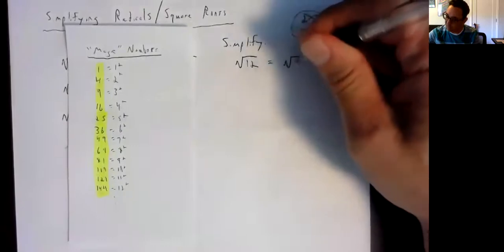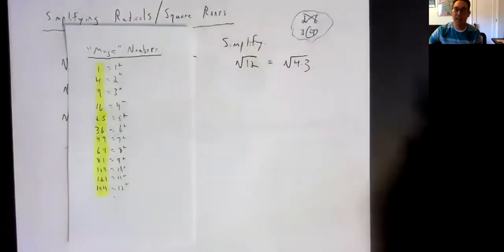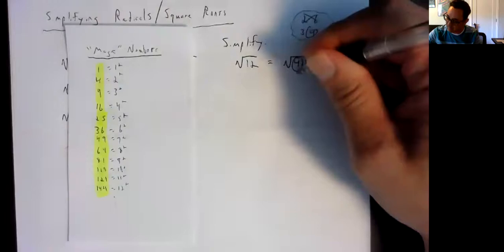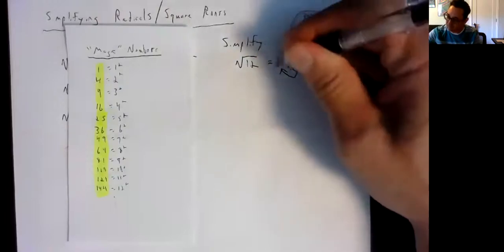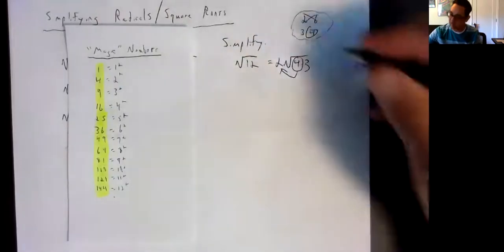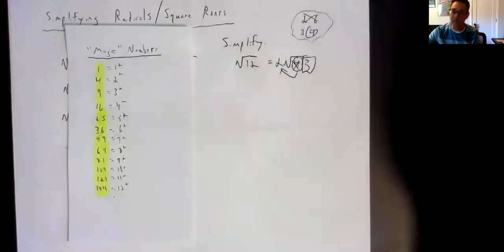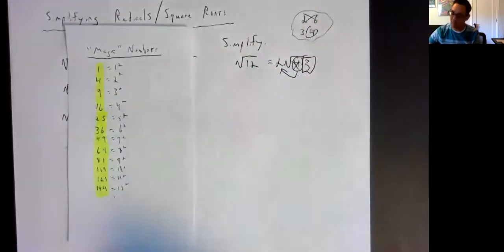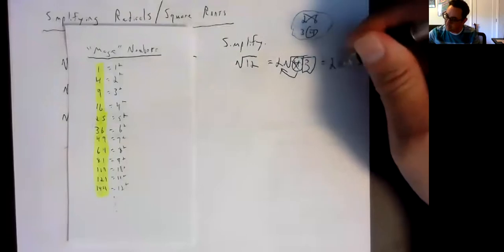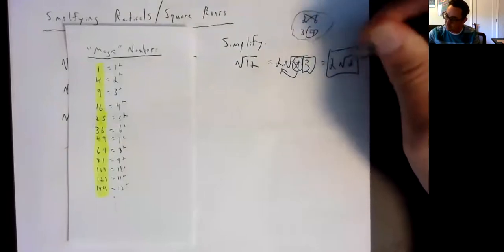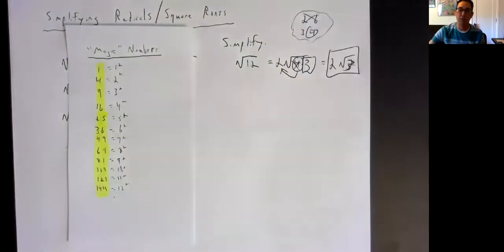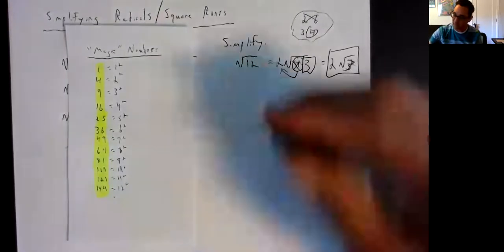So the square root of 12 is the square root of 4 times 3. And just like before, the 4 is magic. It magically transforms and moves outside and becomes a 2. And it's not there anymore. And this 3, there's nothing magic about 3, so it just stays inside, and my final answer is 2 root 3. Okay?